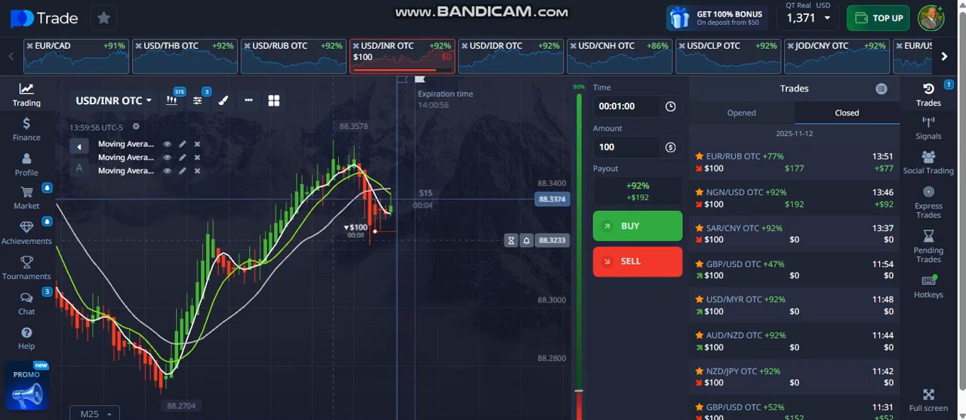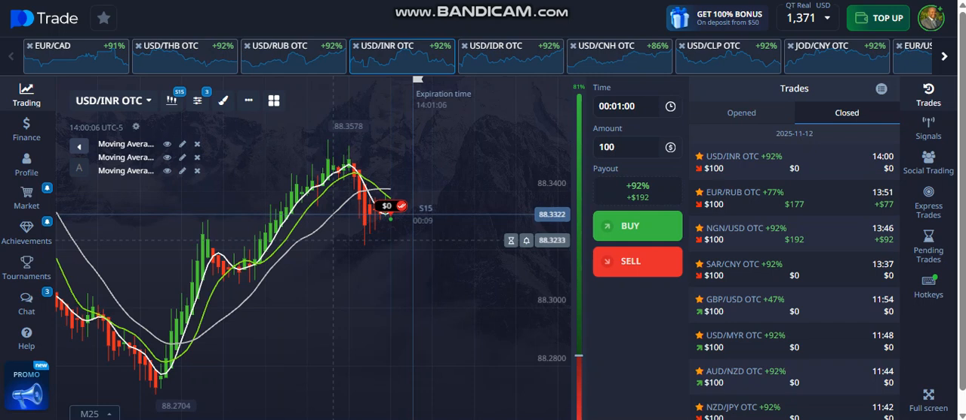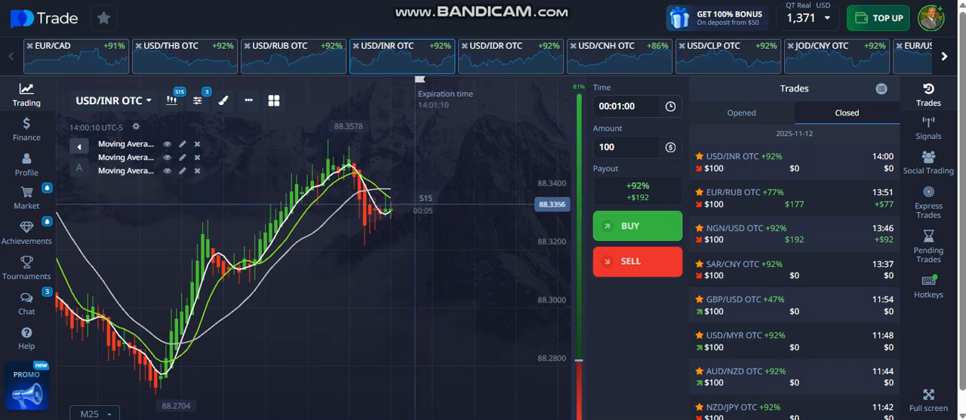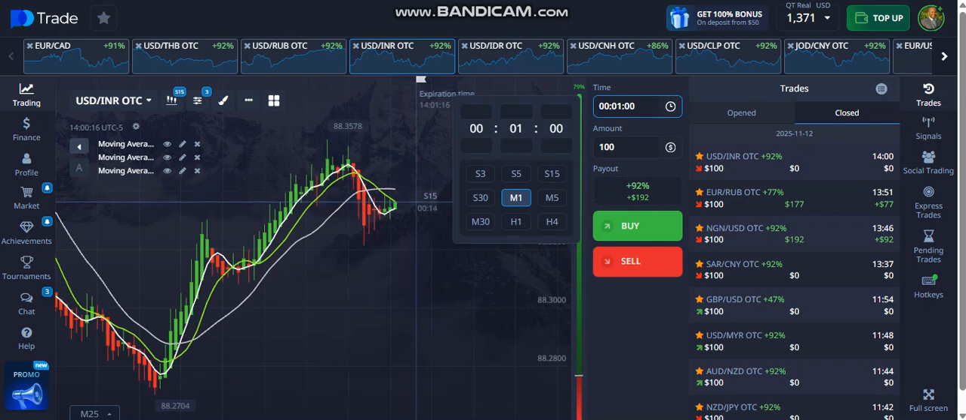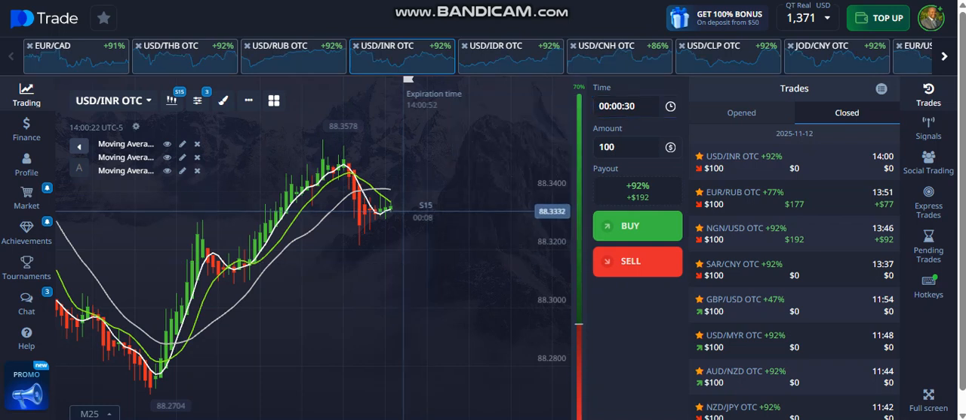Oh boy, another thing is the trade timer went to 1 minute. For some reason, it jumped to 1 minute. I had to refresh the page. So that's probably why the trade lost. So let's go back and set it to 30 seconds and look for another trade. All right, sorry about that, folks.